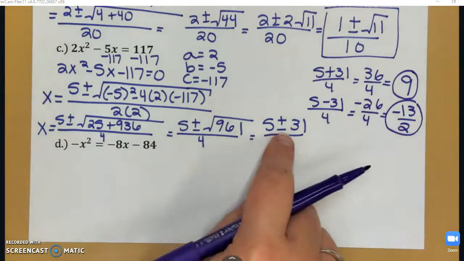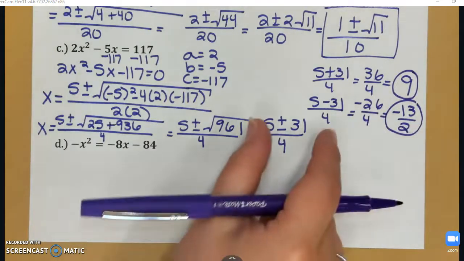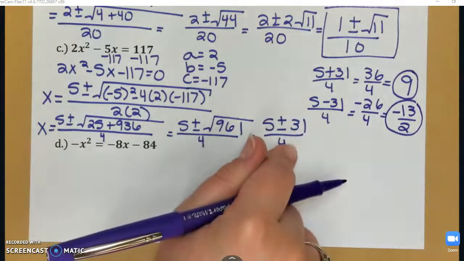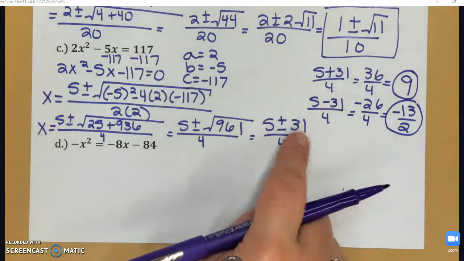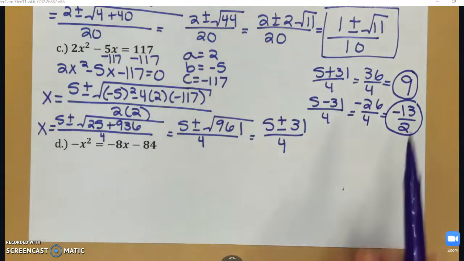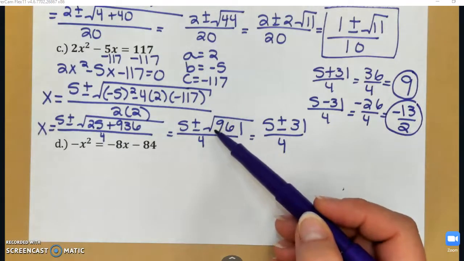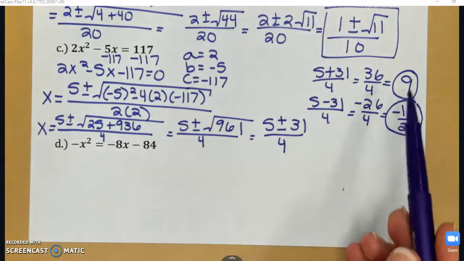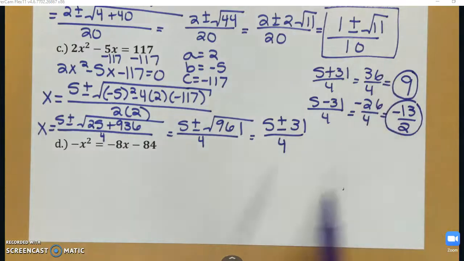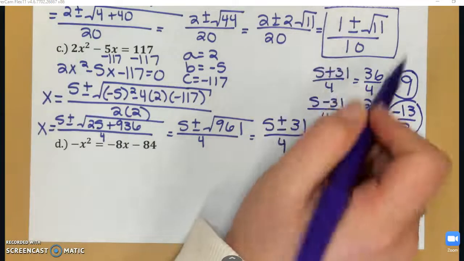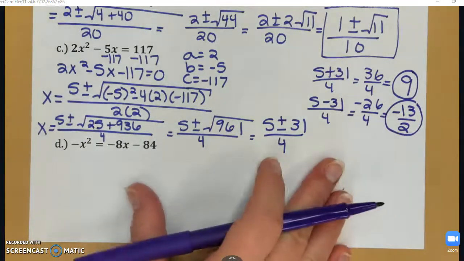So that's what the plus or minus means. It means you find your two solutions by adding the values in the top and dividing by the bottom, and then subtracting the values in the top and dividing by the bottom. So if your radical ends up being a perfect square, you can simplify your answer out into your rational solutions. If it's not a perfect square, that's where you leave it in simplified radical form.